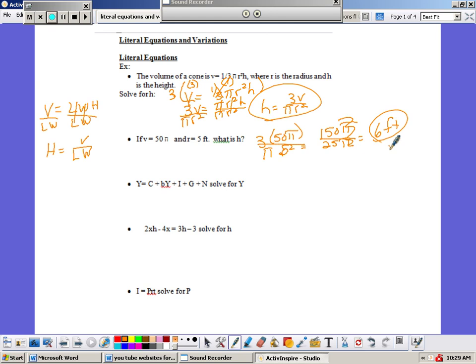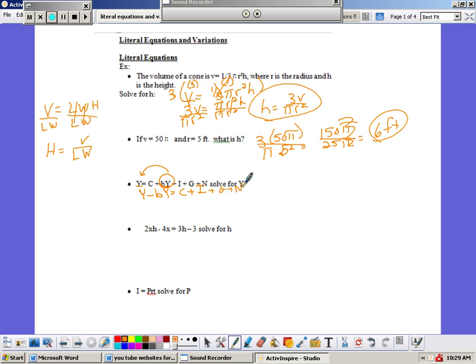Okay, on the next one, I want to solve for y, but as you can see, there are two terms with y in it. So anytime you have two terms with the letter that you need to solve, the first thing you have to do is get the terms on the same side. So I'm going to subtract the by and take it to the other side and get y minus by equals c plus I plus g plus n.